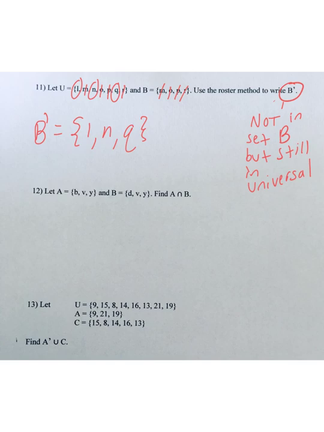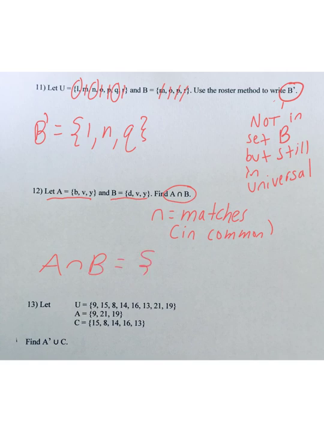Question 12. Let set A be little b, v, y. Let set B be little d, v, y. Find A intersected with B. So remember, intersection means matches, or what do the sets have in common? You can use either memory trick. So A intersected with B equals, let's write our answer in roster form with the curvy set brackets. As I look at both of these sets in the original question, they both have a little v and a little y in common. So those elements are going in set brackets with a comma in between, and that's my final answer.